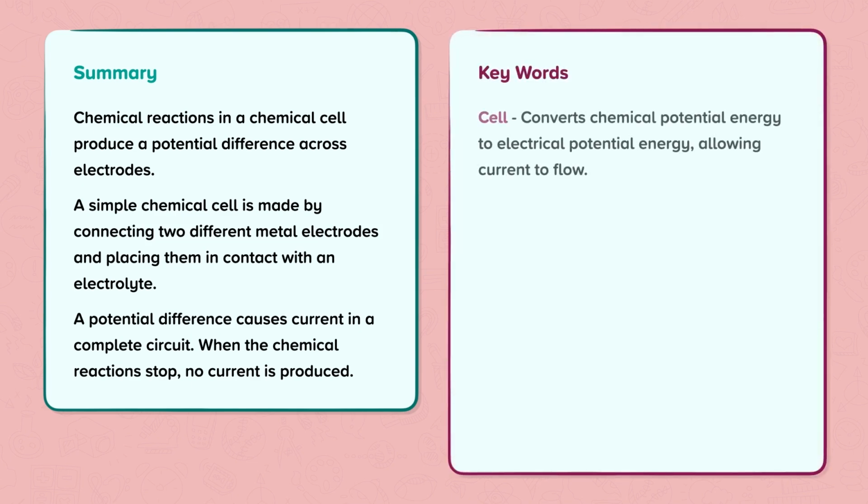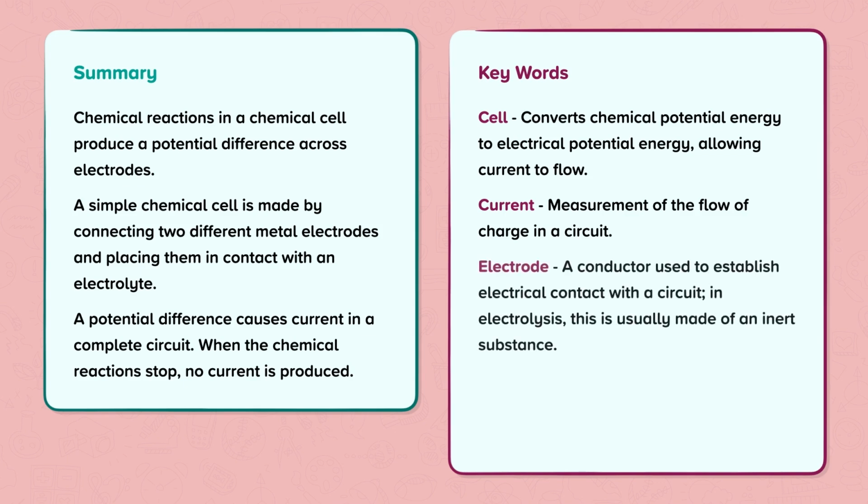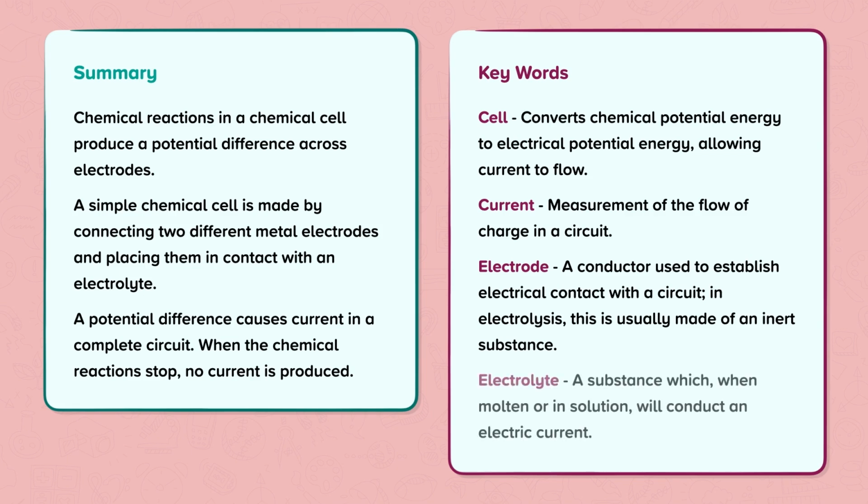Keywords: Cell: converts chemical potential energy to electrical potential energy, allowing current to flow. Current: a measurement of the flow of charge in a circuit. Electrode: a conductor used to establish electrical contact with the circuit. In electrolysis, this is usually made of an inert substance. Electrolyte: a substance which, when molten or in solution, will conduct an electric current.